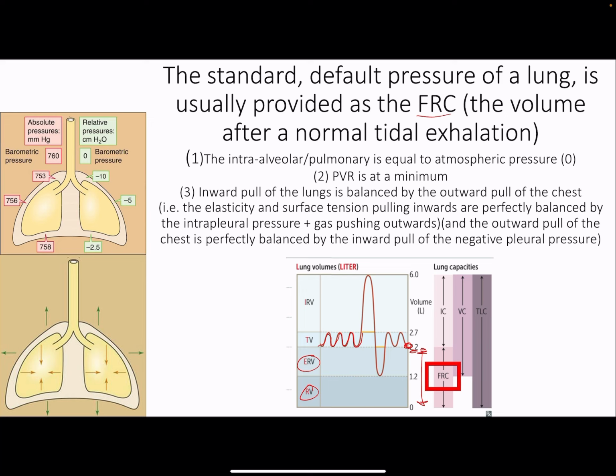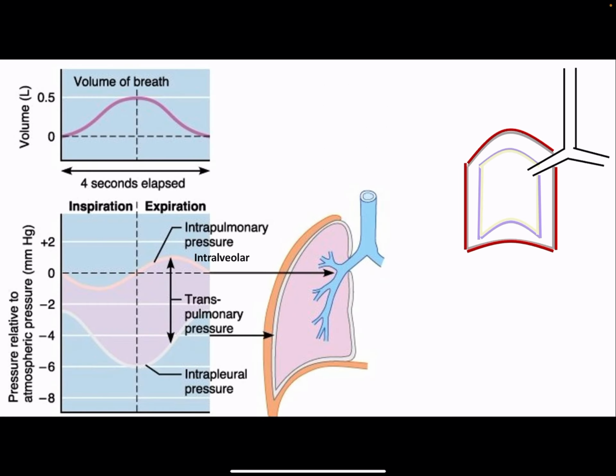So at that point, I have my outside pressure. You can think of the relative or absolute, whatever floats your boat, 760 or 0. We are the same as atmospheric pressure inside our lungs, inside our alveoli. That's one thing to know. As we talked about, at this point, the intrapleural space here is just negative enough to cancel out the inward pull of the lungs and the outward pull of the chest cavity. And another fun fact is that the pulmonary vascular resistance is at a minimum when we are at FRC.